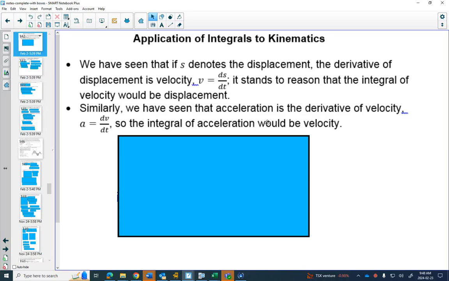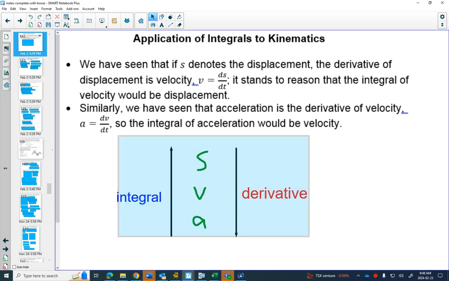Looking at applying our integrals to kinematics, this is very similar to what we've done before. With derivatives, you move from displacement to velocity to acceleration. And so now with integrals, we are able to move backwards.